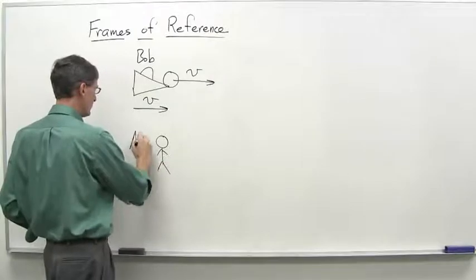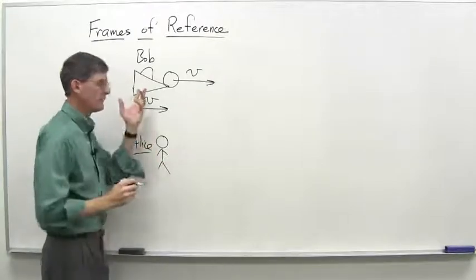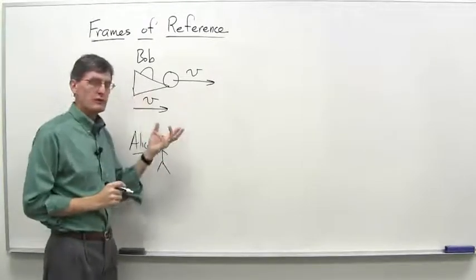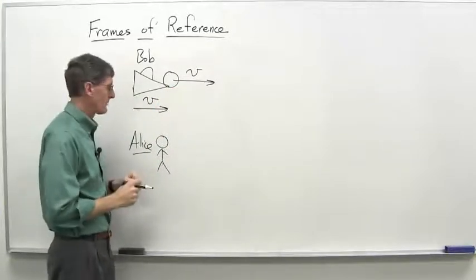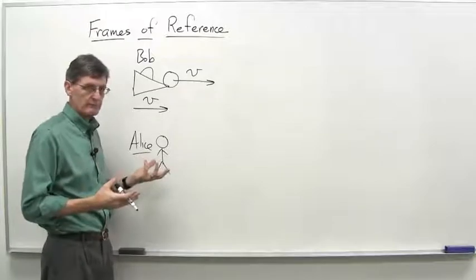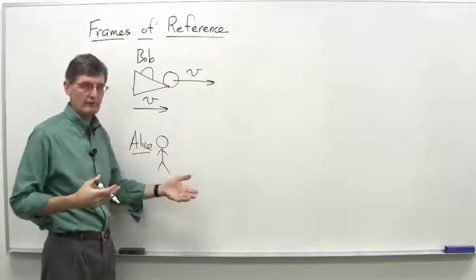So there's Alice. She's observing Bob go by. The question is, what velocity does she see the escape pod going at? Well, very simply, we just add the velocities.